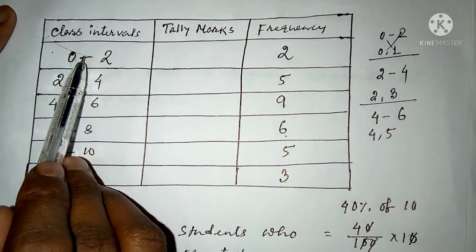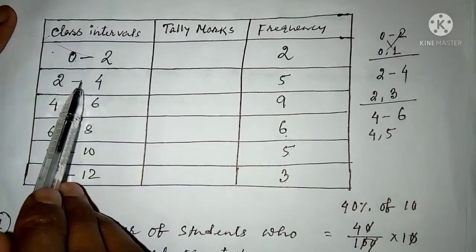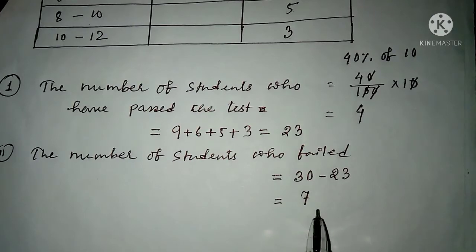The number of the students who got 1 only. So this is 2. Who got 2 and 3? That is your 5. So 2 plus 5, it is also 7. So you can see here our answer is 7.